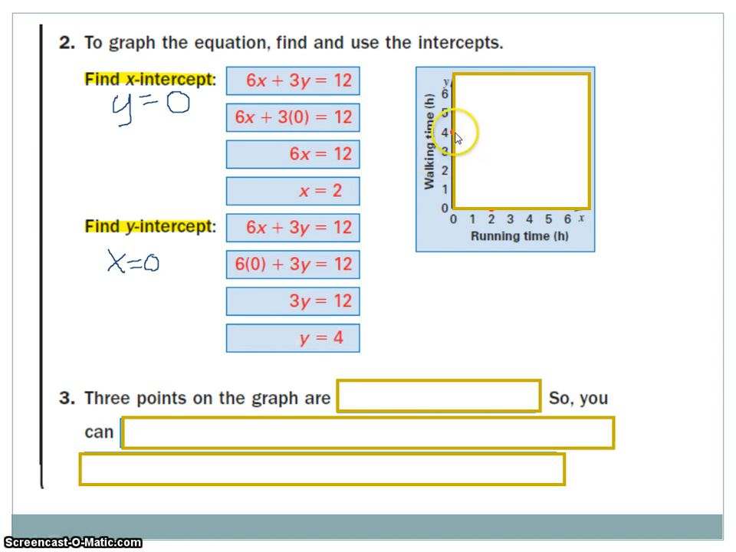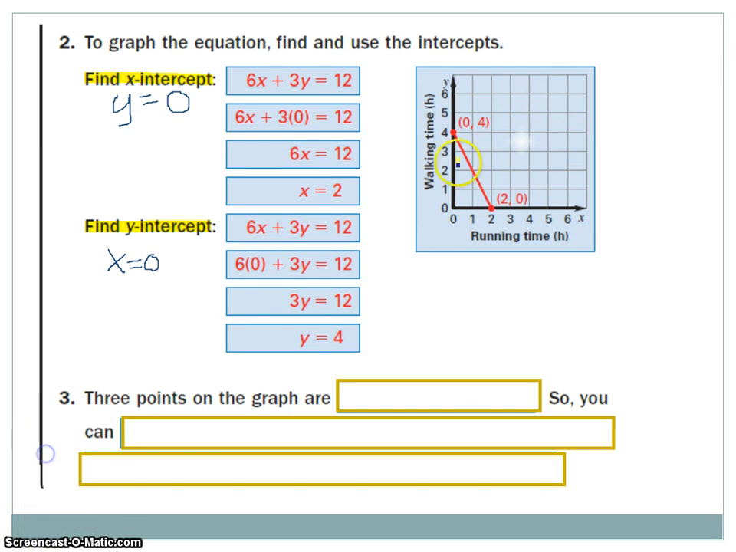Plot these points on the graph. X is 2. Let me highlight them for you. X is 2, so you plot that point, 2, 0. And y is 4, 0, 4. You do not draw a line all the way through this time because you have a certain rate that you are walking and running.